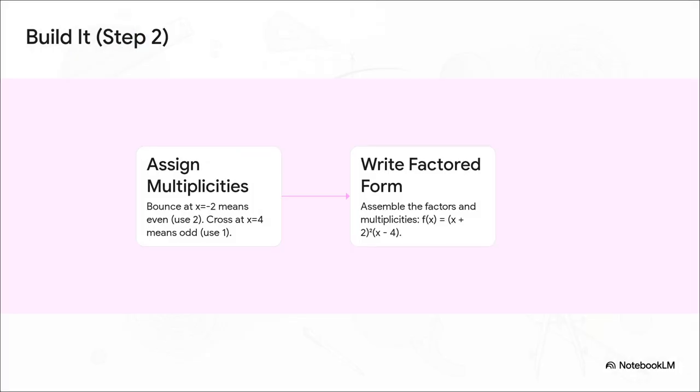Now, we just assemble the pieces like building blocks. A 0 at -2 gives us the factor x plus 2. A 0 at 4 gives us the factor x minus 4. All we have to do is take the multiplicities we picked, 2 and 1, and slap them on as exponents. And there you have it. We've literally designed a polynomial from scratch to do exactly what we wanted it to.